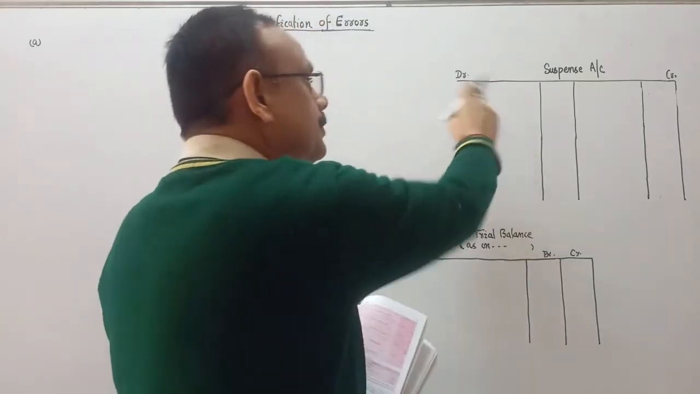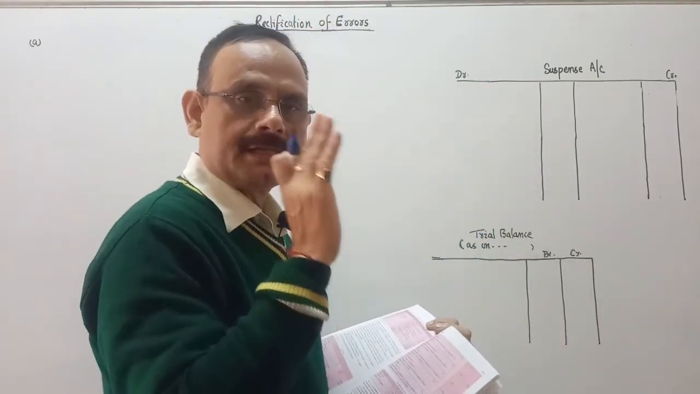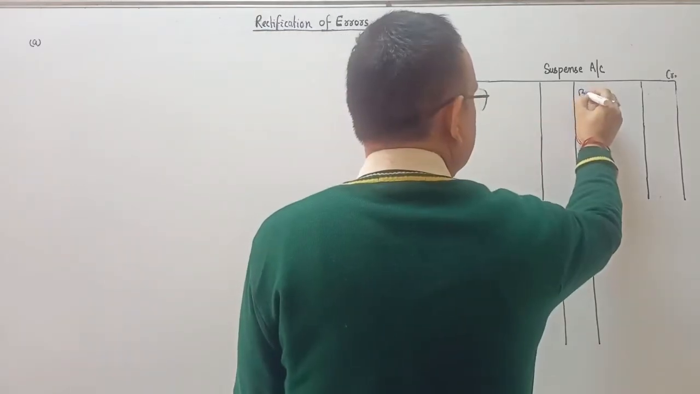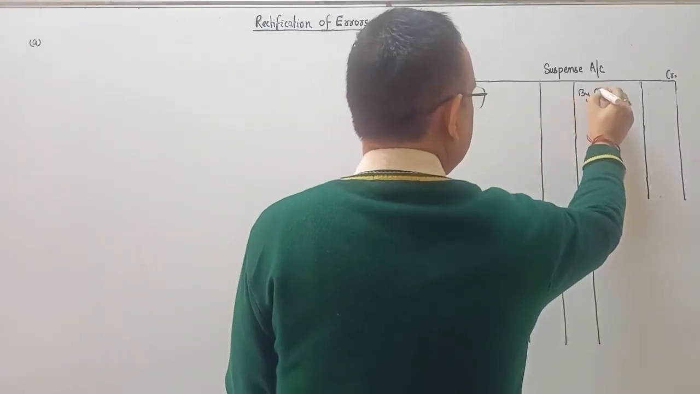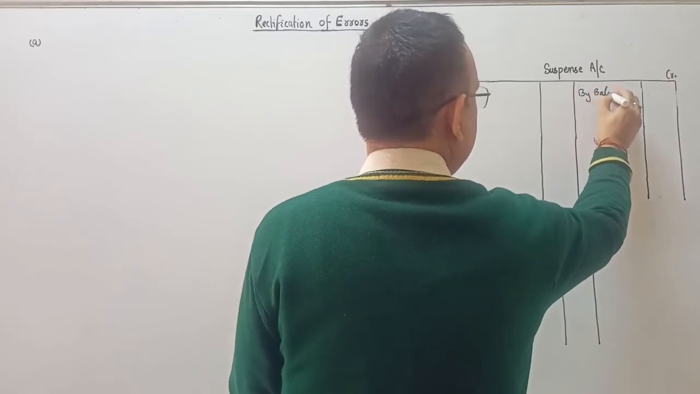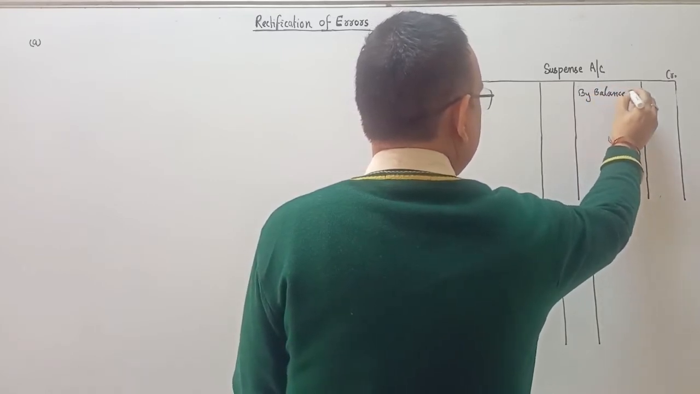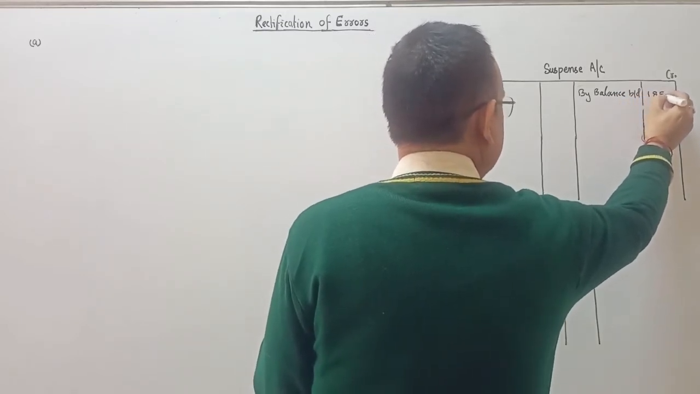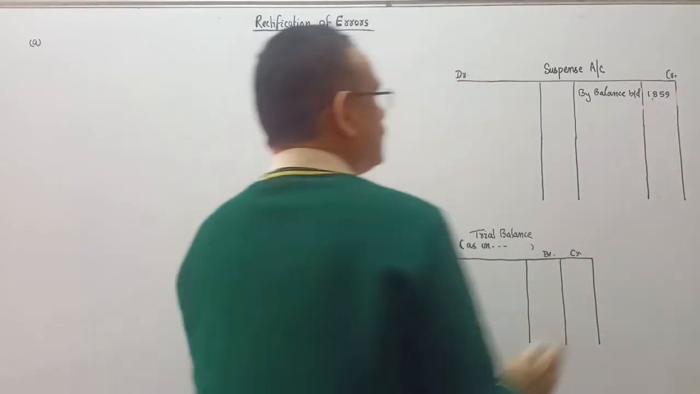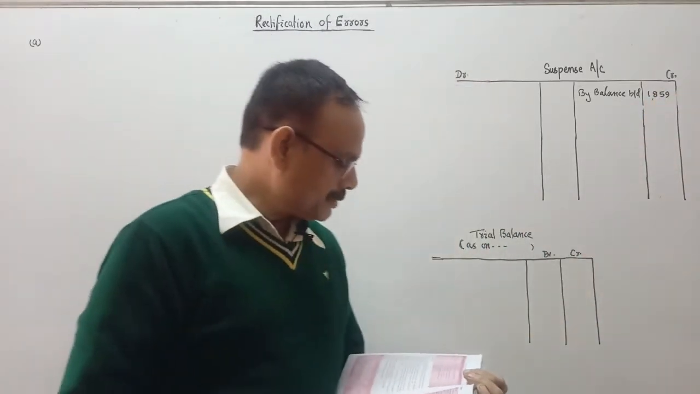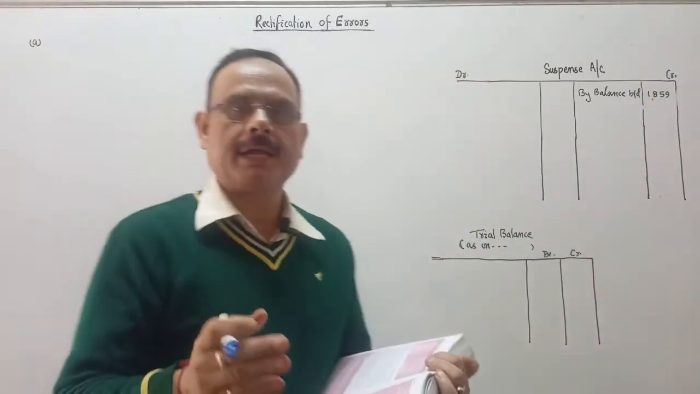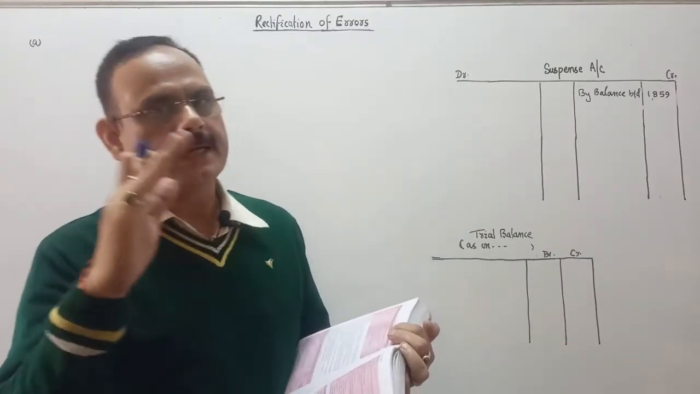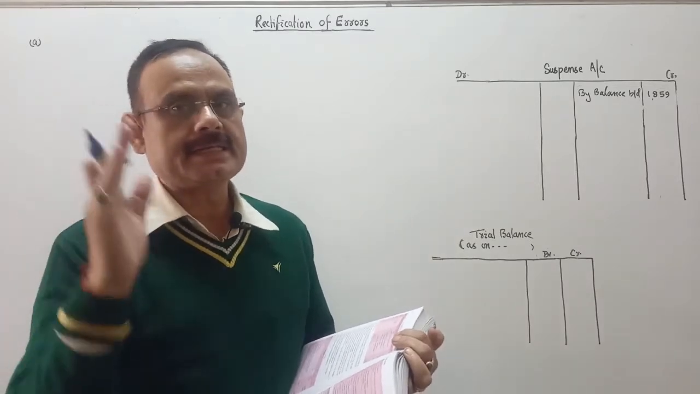So in the ledger of the suspense account, when we open the suspense account ledger, we will write this on the credit side, by balance brought down 1859. This is the difference in trial balance, 1859, because in the trial balance debit is more and credit is less, excess debit.